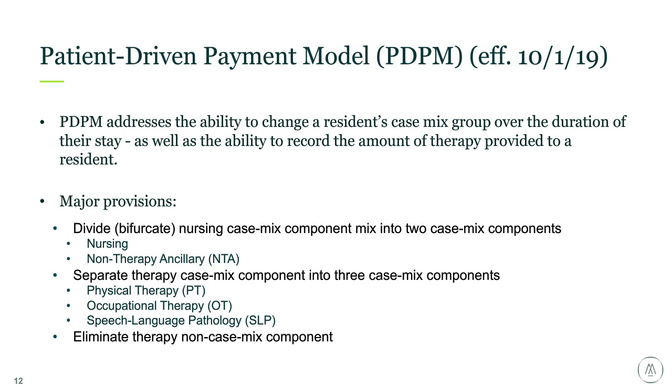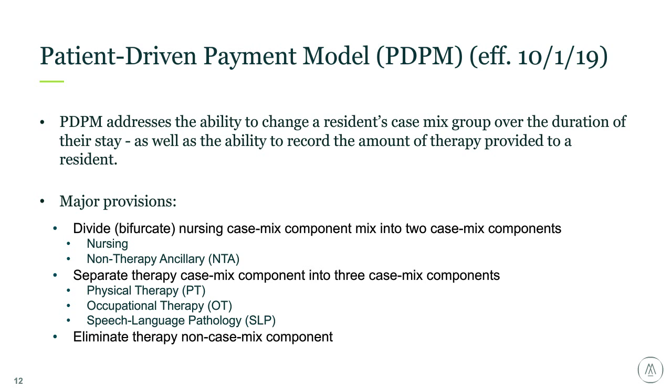So CMS, in terms of the provision here, decided to bifurcate, which is just a fancy word for dividing, the nursing case mix component, which previously we had the nursing case mix component that would be adjusted for the acuity of the patient and transitioning that into both nursing and non-therapy ancillary services. So what they're accomplishing there is they're taking the nursing costs and then they're also identifying drugs and supplies and other items needed for patient care, and they're splitting those into two components separately from one.